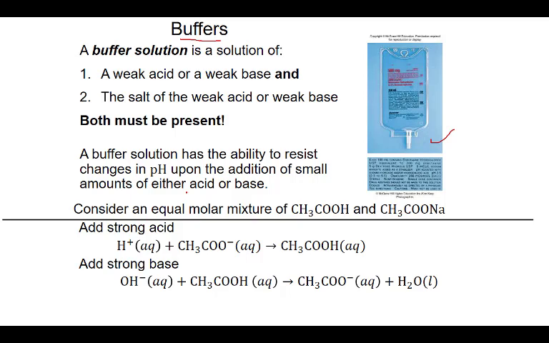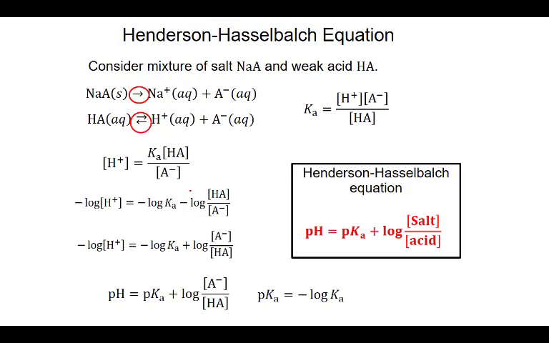Buffer solutions are the combination of a weak acid or base with their corresponding strong electrolyte, meaning salt. When you make the buffer, you need to calculate the pH. To calculate the pH, there is a simple equation called the Henderson-Hasselbalch equation, which is used to calculate the pH of the buffer solution.